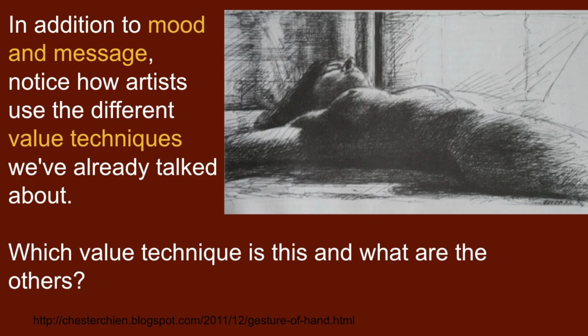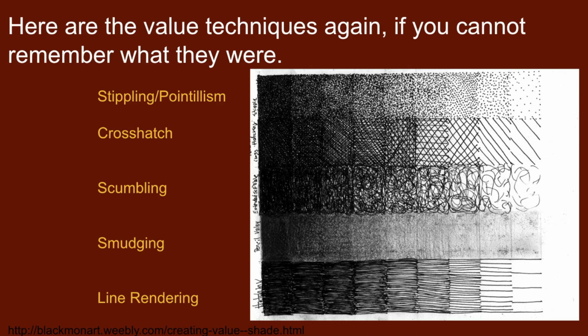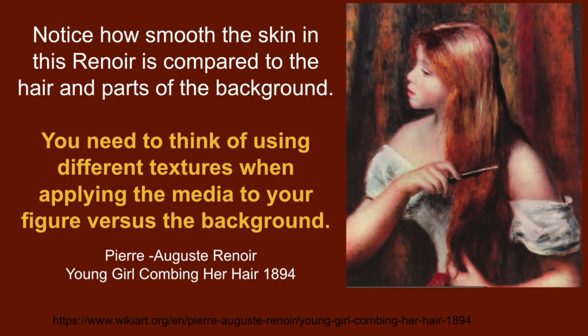I also want you to think about those different value techniques we had talked about. Here you can see the person is using a combination of scumbling and crosshatch to communicate the value of where this figure is lying in space. Again, just a reminder of the different value techniques. So again, this is just another reminder of mixing different value techniques where you can have smooth and textural things together to really tell the story of what's going on, as well as what the figure is doing.